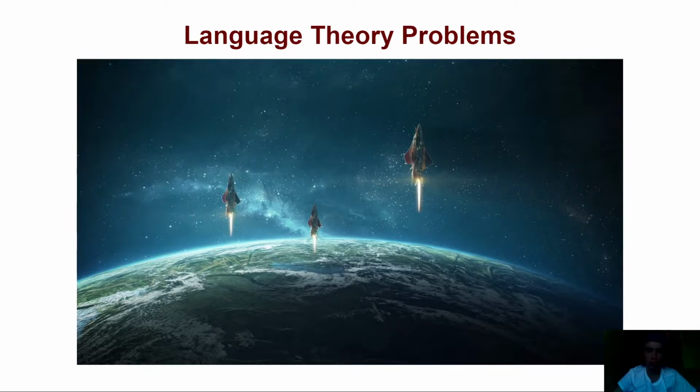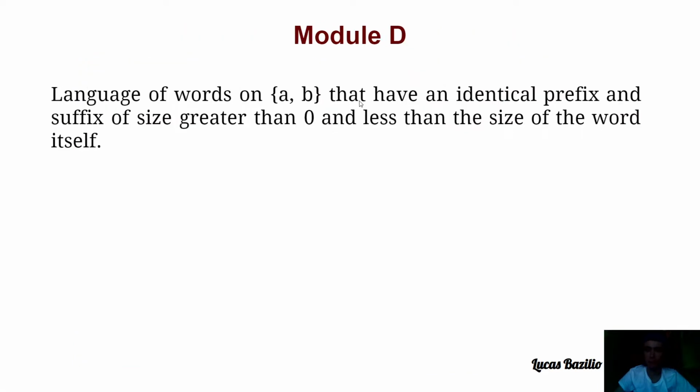Hi everyone. In this lesson, we are going to finish the resolution of problem 1. In this case, we will do the solution of module D, which is the last module of this problem 1. It asks us to represent the language of the words over the alphabet {a, b} such that they have an identical prefix and suffix of size greater than 0.